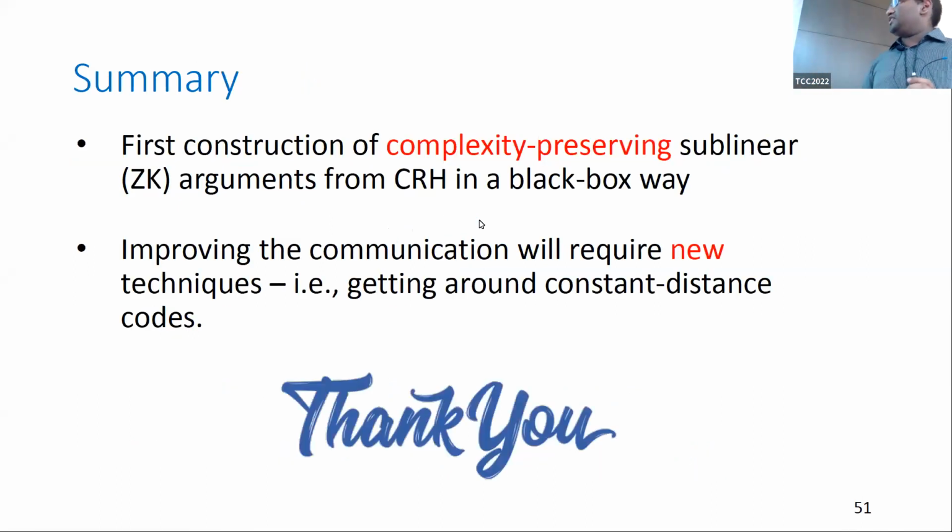Sorry, last slide. In summary, we give the first construction of a complexity preserving sublinear zero knowledge argument from collision resistant hash functions in a black box way. And we show that improving the communication will just require new techniques, which means getting around the constant distance code. Thank you.